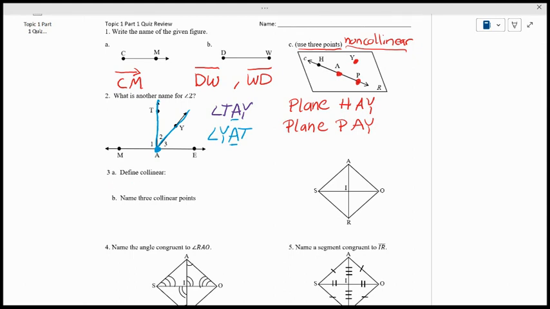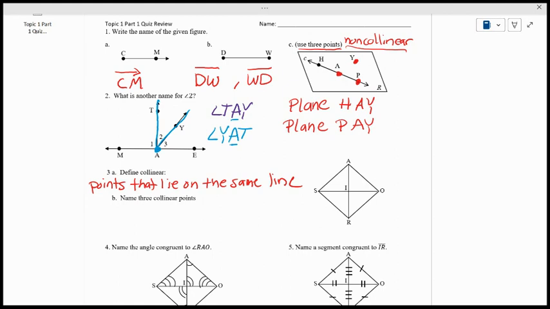3A, define collinear. Well, non-collinear from number 1 means not on a straight line. So collinear is points that lie on the same line. Specifically a straight line, but same line is fine enough in geometry because we don't really get into curved lines.